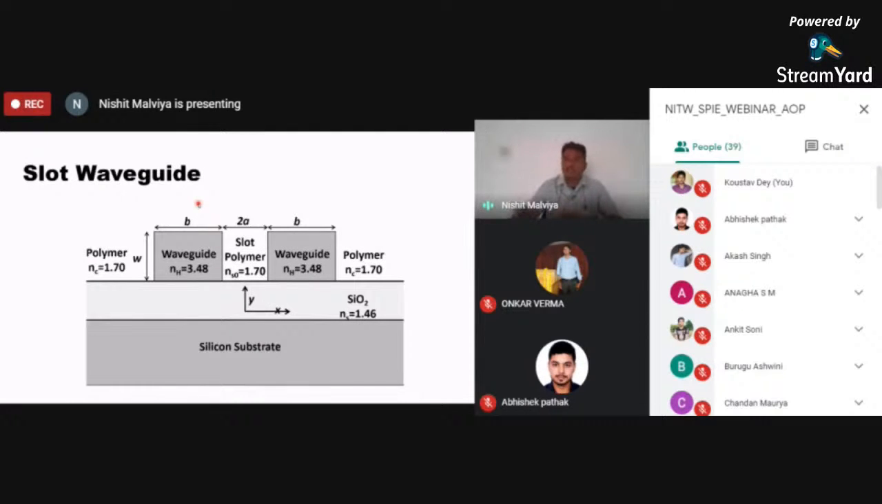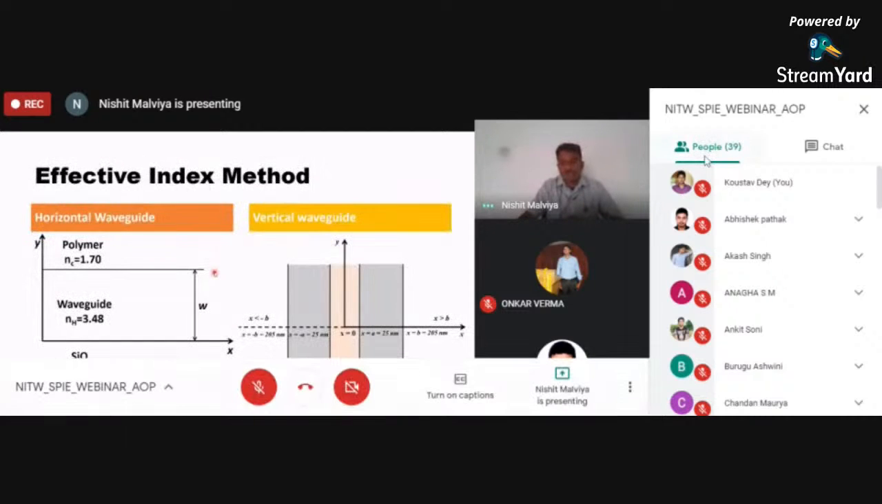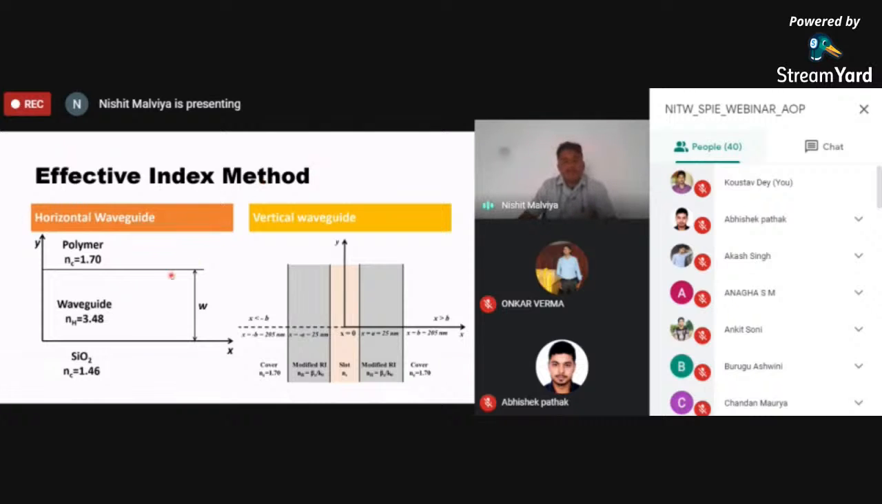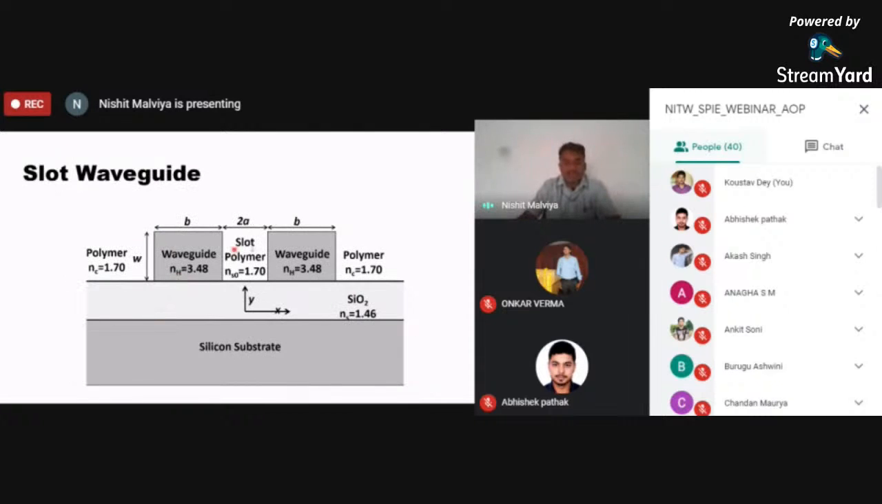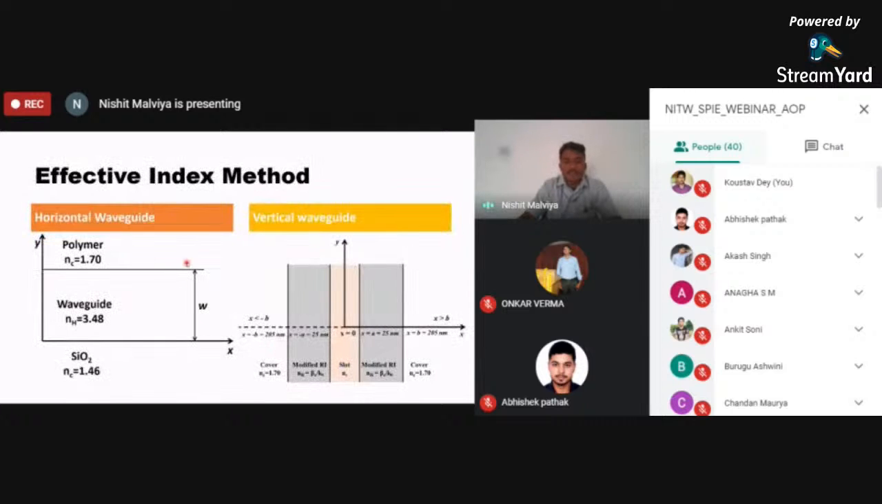Next, I will discuss how we utilize that fundamental to analyze the results, and it will become a technology. So here this is the waveguide, and this is the effective index method. It is a complex problem. We have two different waveguides there, and SiO2 and a silicon substrate. We know the analysis of the slab waveguide from our textbook.